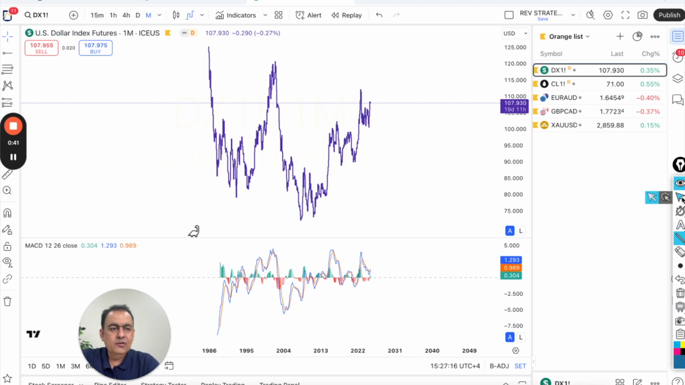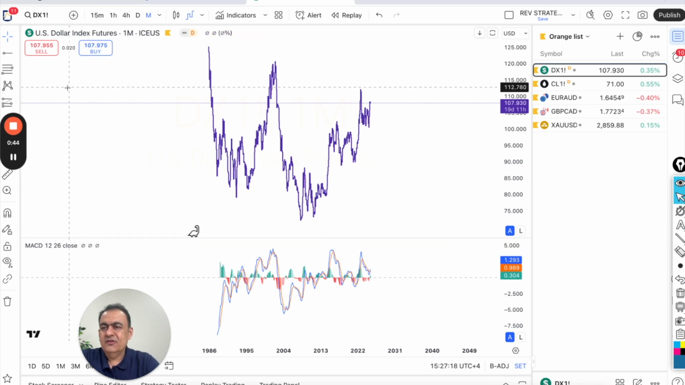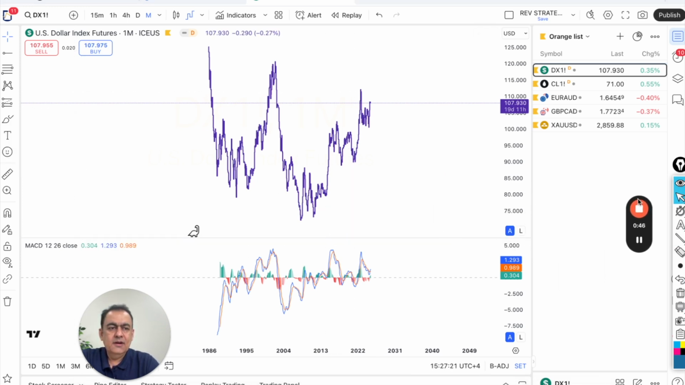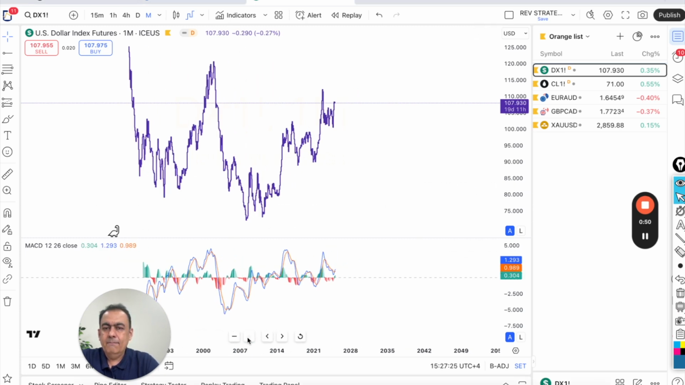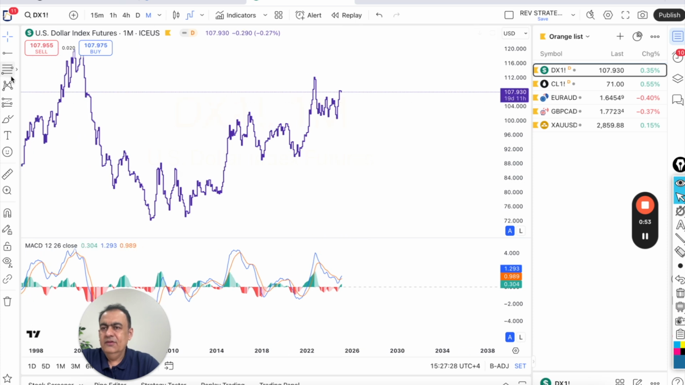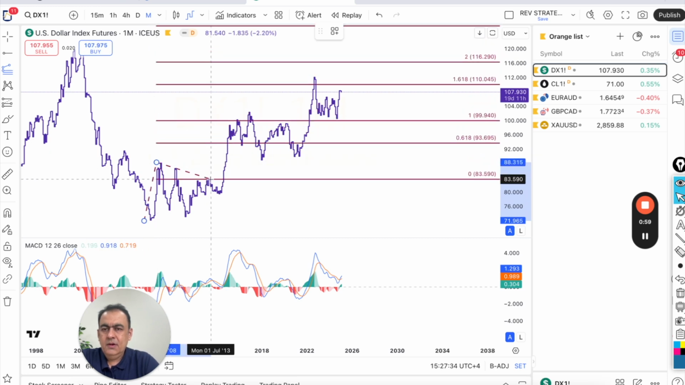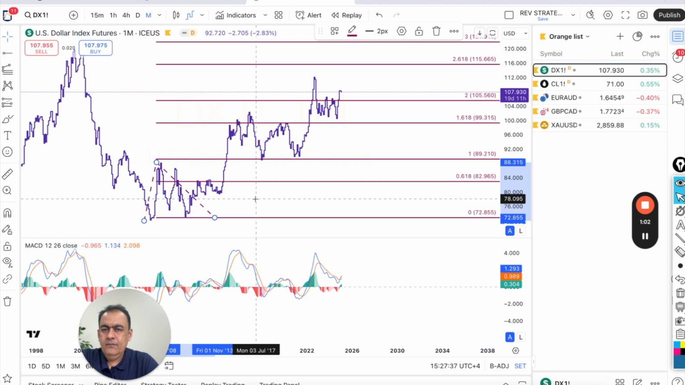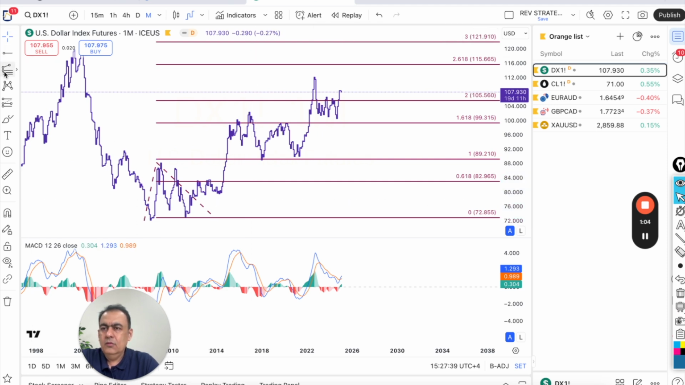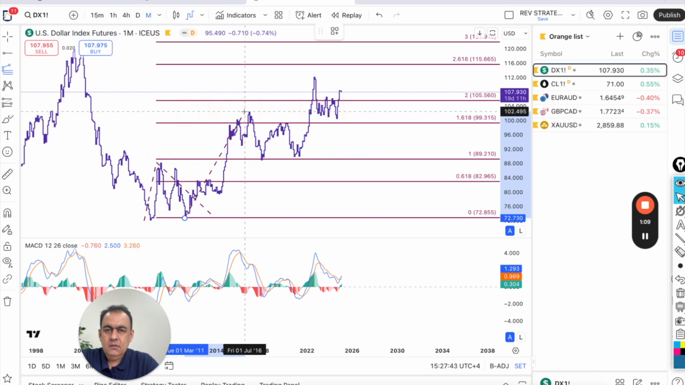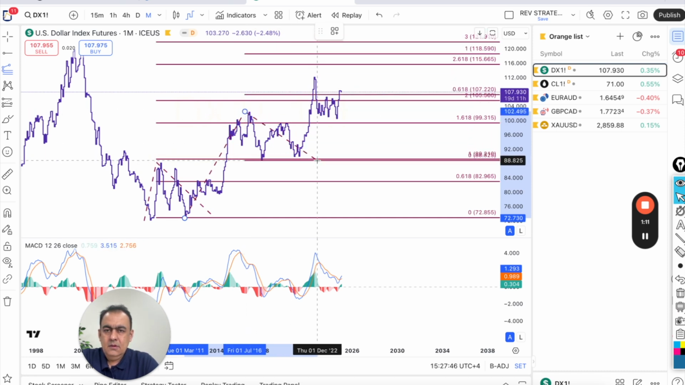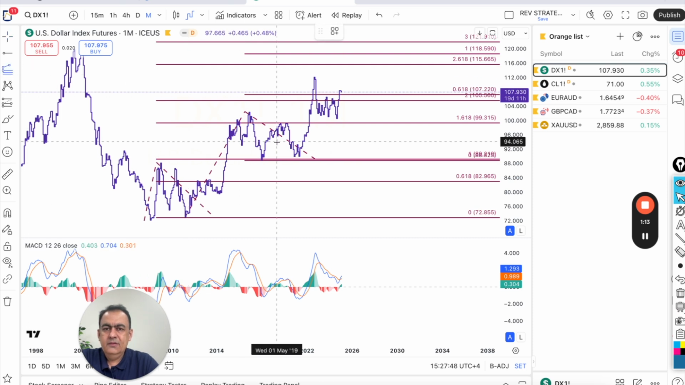So we are going to use Fib extension in the bullish direction on the monthly time frame on the three waves. So starting from the lowest, first one applied. Let's go to the next, and the final one is here.